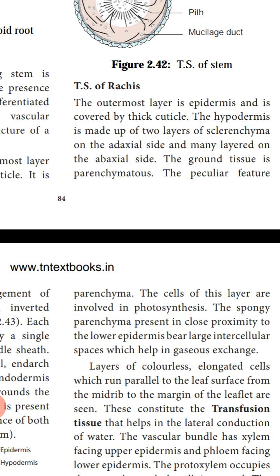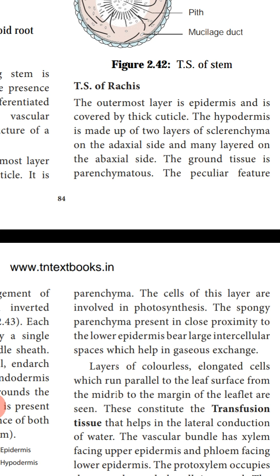Now here we are taking the section of the Cycas rachis and observing it under the microscope. You can find that the outermost layer of the rachis is the epidermis, covered by a thick cuticle. Below the epidermis is the hypodermis. This hypodermis is made up of two layers of sclerenchyma. Sclerenchyma cells are dead cells, which help check the rate of transpiration.